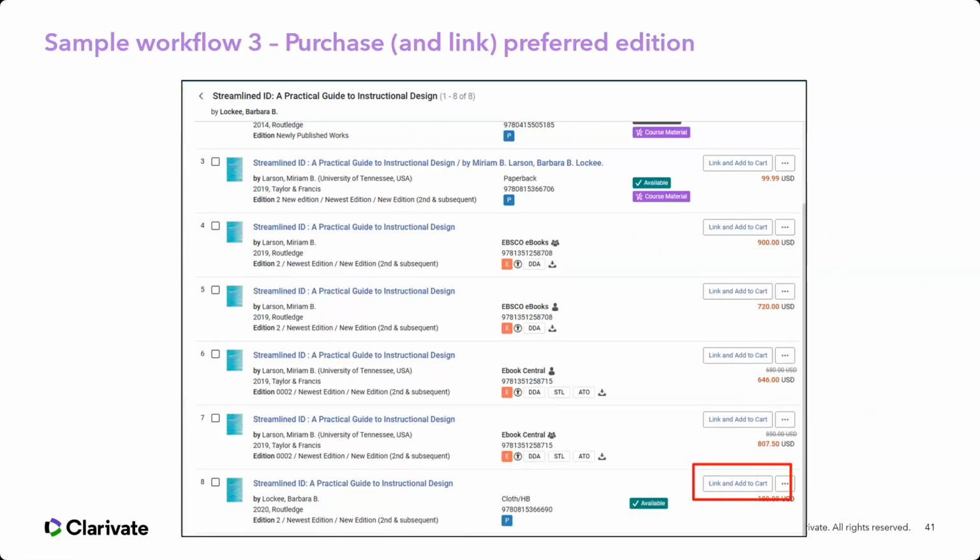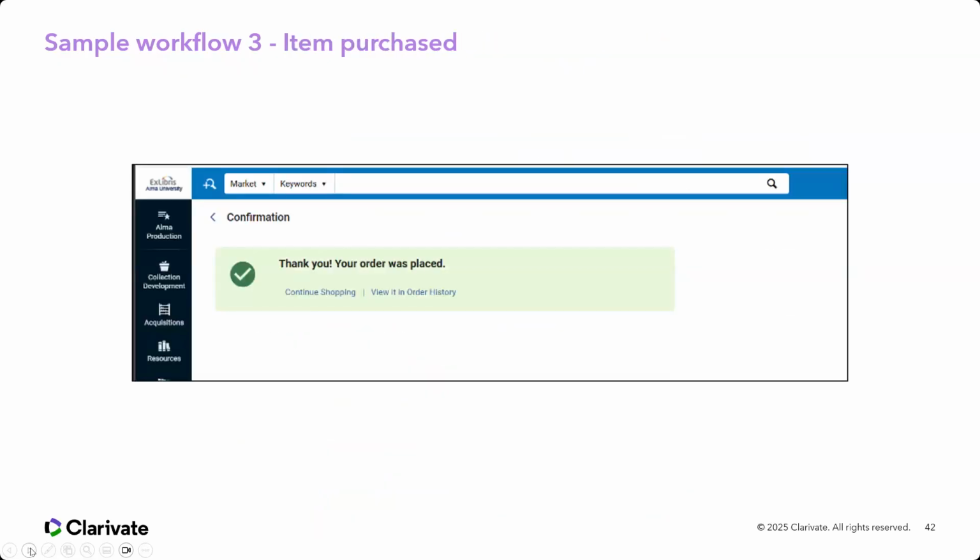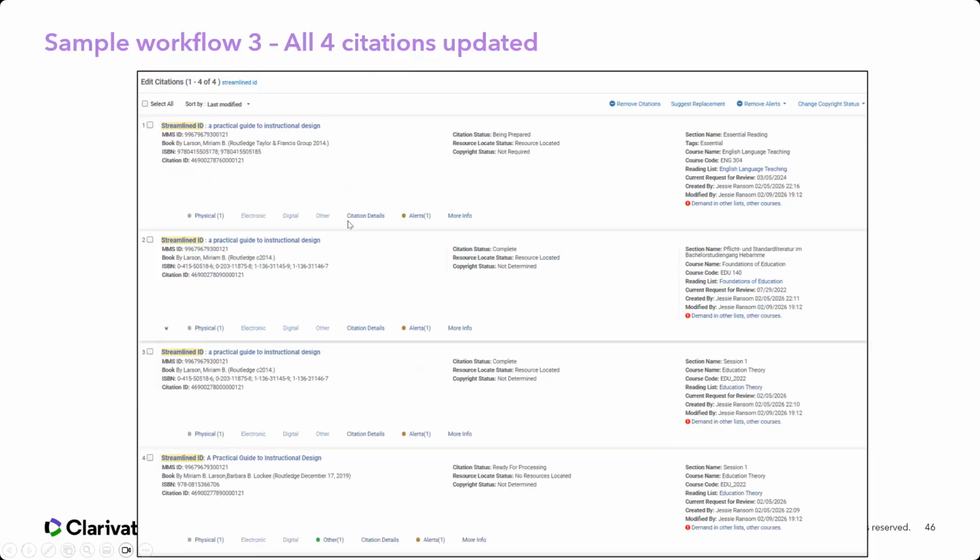So if we were to decide we actually don't want to buy the one that maybe any of the instructors are using, we're picking which one is the best one for our collection, and that's the one we're going to use, then you can click on the link and add to cart option for whichever one is the appropriate one for you. And then what will happen after you purchase it, after you place the order, is back on the citations, all 4 of the citations updated.